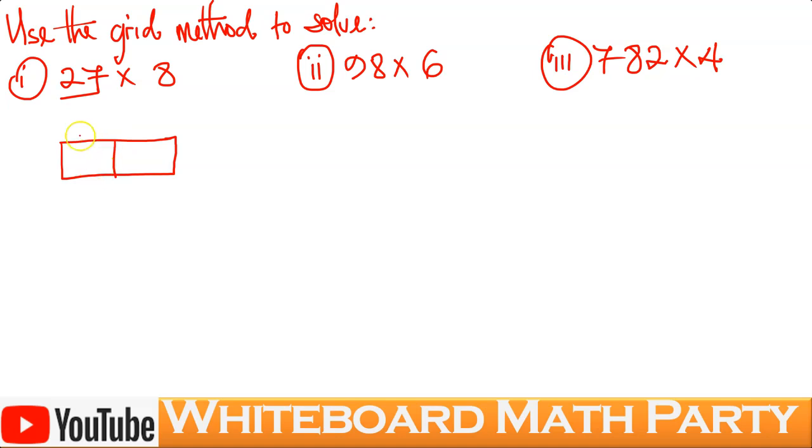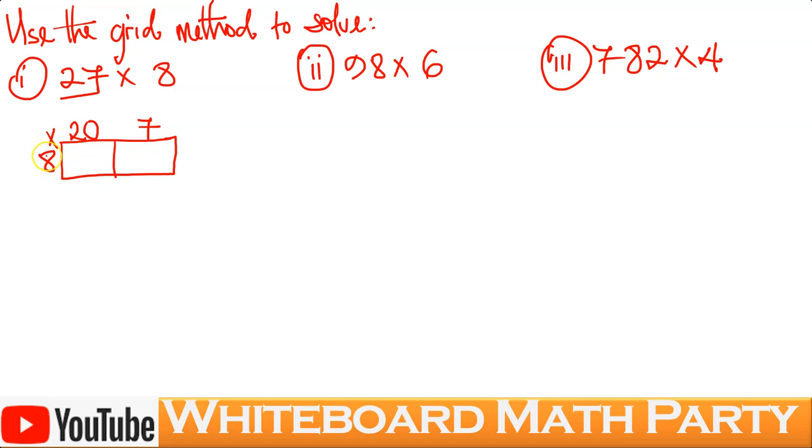And what I'm going to do is on top of this grid, I'm going to write 20, and on this side of the grid, I'm going to write 7. So this is 27. Then the number I am multiplying by is number 8. I'm going to write that number 8 exactly at this spot. So it means I will be multiplying these numbers by 8. So you see where I place my times sign.